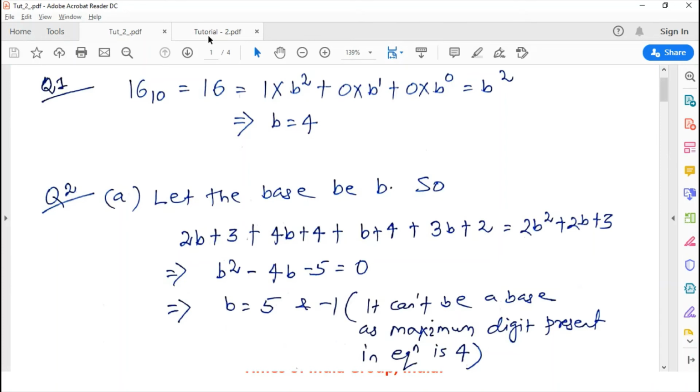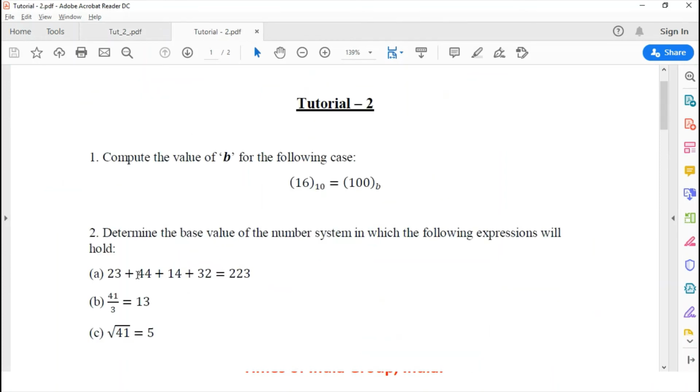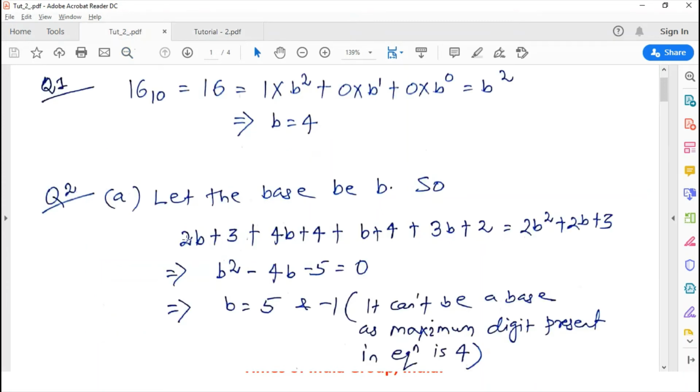Similarly, the number 44 can also be written as 4b plus 4. 14 can be written as b plus 4. And this 32 can be written as 3b plus 2. And this number 223 can be written as 2b square plus 2b plus 3. Okay, so once you write the expression in this way, you will end up with some equation.